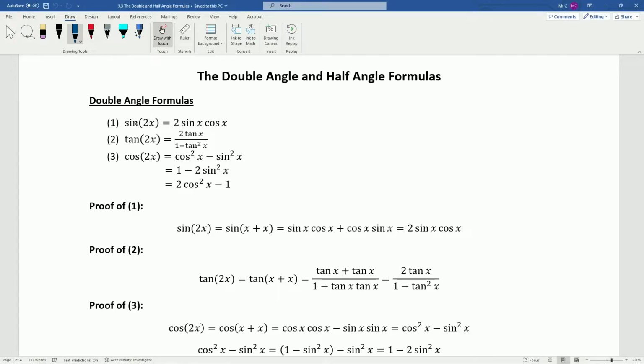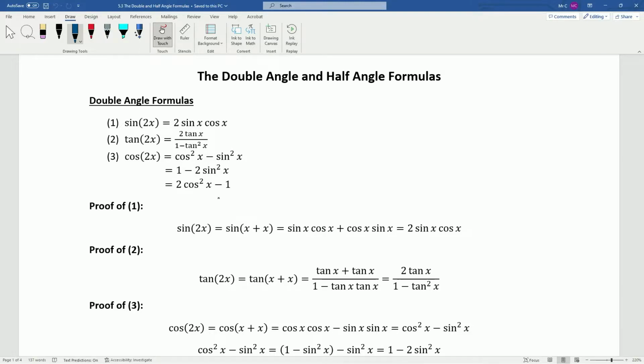So these formulas are sine of 2x equals 2 times sine of x cosine of x. Tangent of 2x equals 2 times tangent of x over 1 minus tangent squared of x. And cosine of 2x equals cosine squared of x minus sine squared of x, or alternatively 1 minus 2 sine squared of x, or alternatively again, 2 cosine squared of x minus 1.